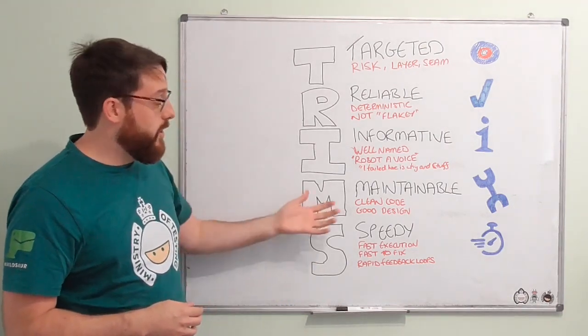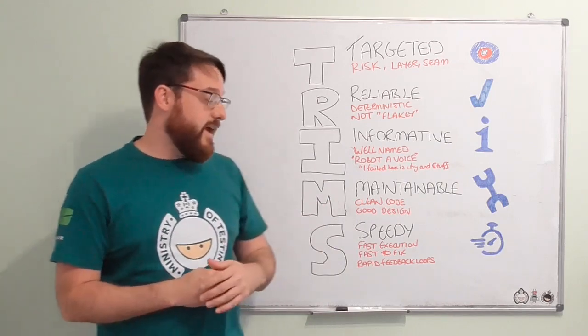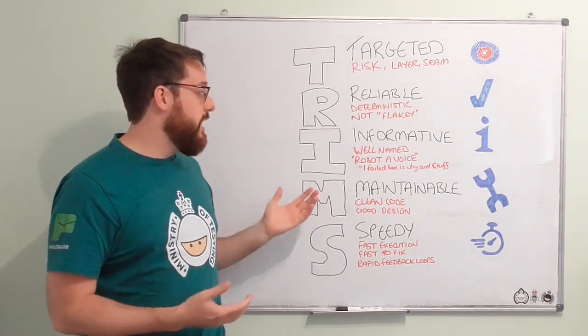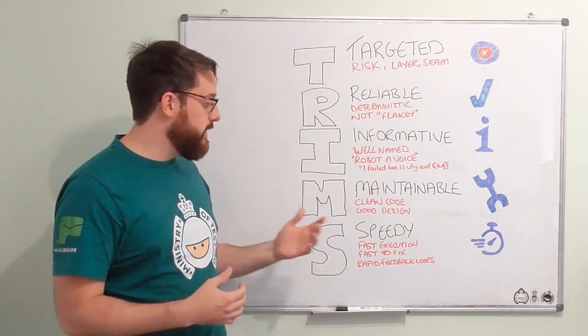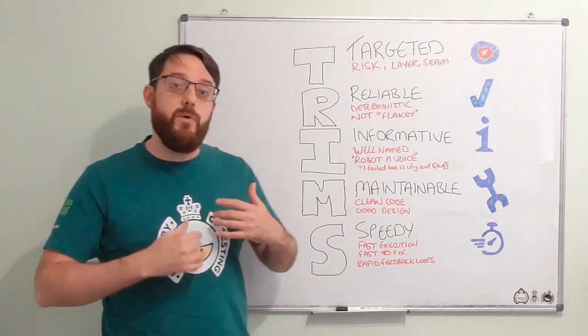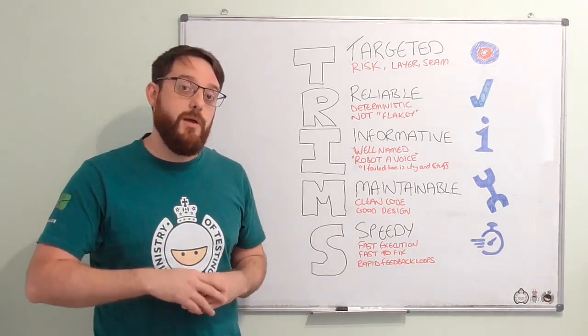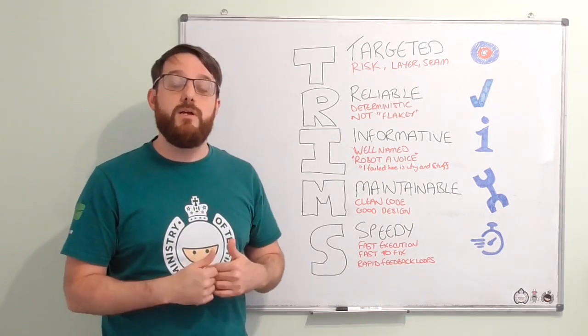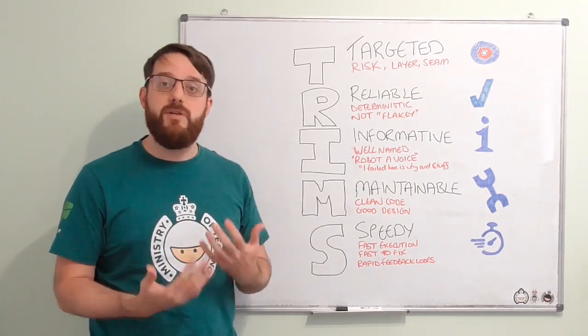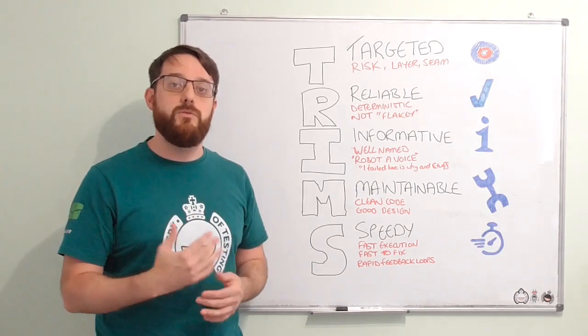And perfectly moving into the S. The S stands for Speedy because putting an F into this didn't work, so we went with Speedy instead of fast. But basically we want them to execute fast. The quicker they execute, the quicker we get that valuable information. We want rapid feedback loops. That's one of the main goals around automation.